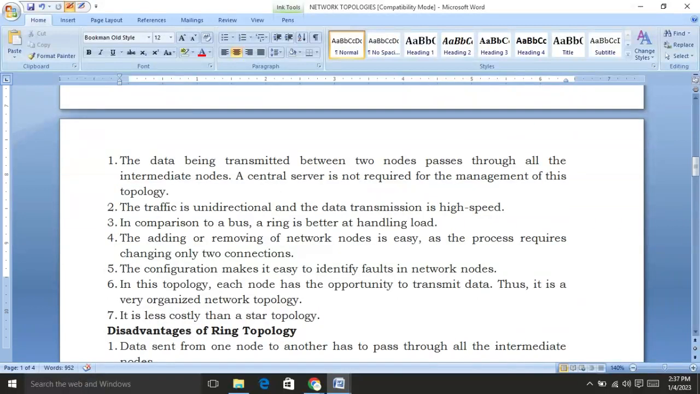The data transmitted between two nodes passes through all the intermediate nodes. The central server is not required, right? There is no need of a server. All the data is transmitted in a circular and closed path. The traffic is unidirectional, so the data transmission speed is increased because we transfer the data only in one direction. The data is transmitted in less time, right?